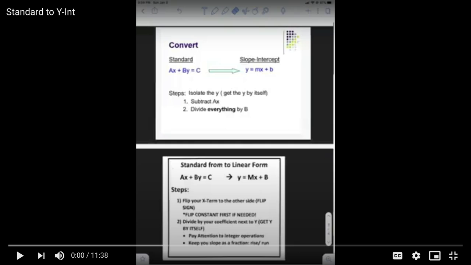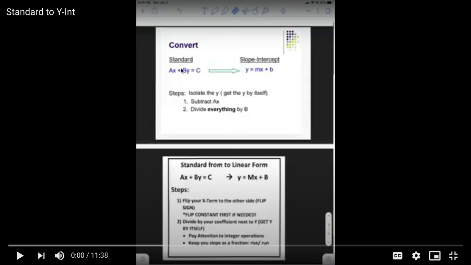All right, guys, so today we are going to be learning about how to convert standard form to slope-intercept form. So the first thing we need to understand is what standard form is. Standard form is where all of your variables in the equation are on the same side, and all of your constants, or just your plain numbers, are on the other. So here you can see you've got your x and your y on the same side, and then your constant is kind of over here by itself.